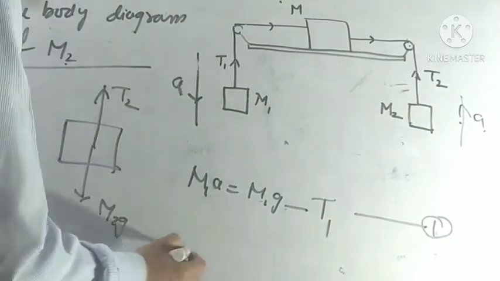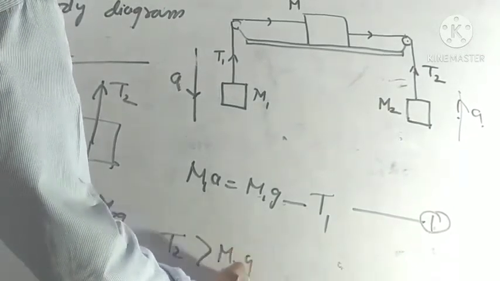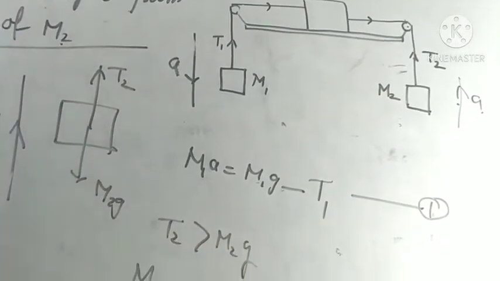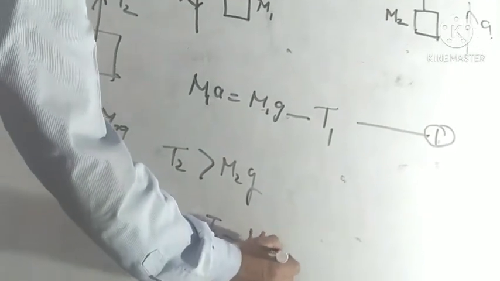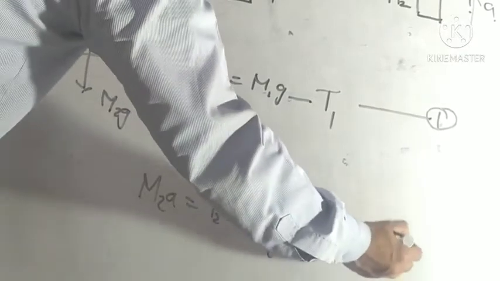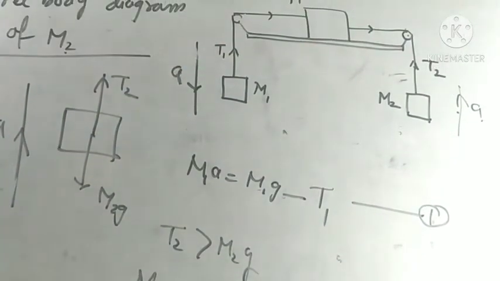This body also moves vertically upward with acceleration a. So the net force on this body: here the tension T2 is greater than the weight of this body, and the net force is M2a = T2 - M2g. We give it equation number 2. And now we discuss the free body diagram of the body having mass M.